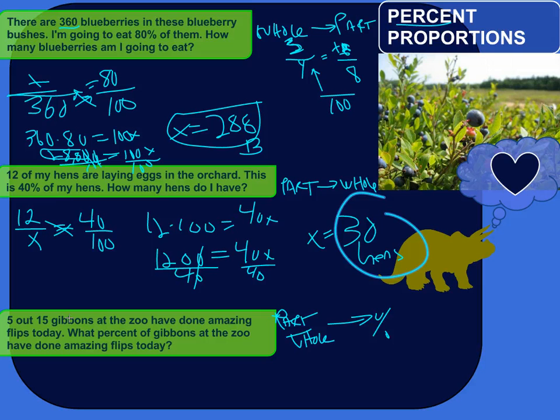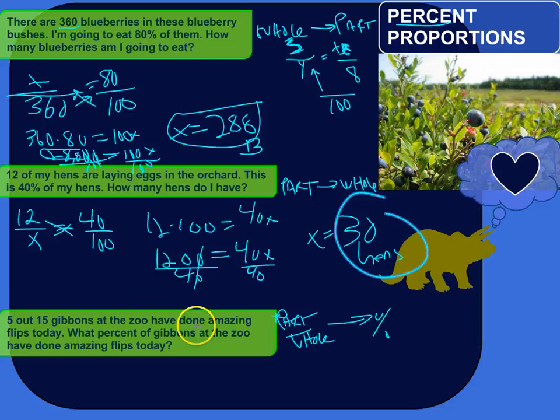Gibbons are this awesome little ape type creature. There's something about the way their wrists are structured. They're incredibly flexible and fast when they're flipping around and swinging around in branches. They're totally awesome. If you don't believe me, just YouTube gibbon and you'll see some cool stuff. Anyway, 5 out of 15 gibbons at the zoo have done amazing flips today. Actually, to be realistic, it'd probably be 15 out of 15 gibbons. Anyway, let's pretend 5 out of 15.